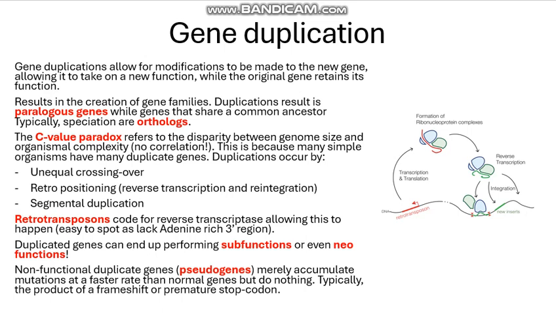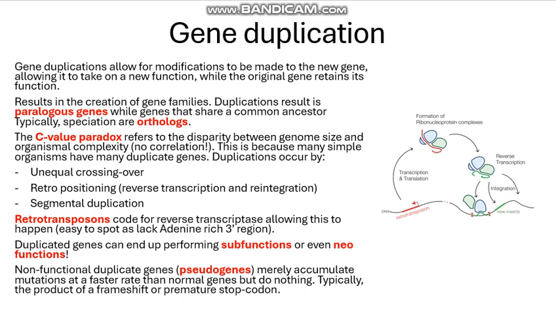Retropositioning, where a gene can be reverse transcribed and then reintegrated into the genome, and then you've also got segmental duplication. For retropositioning, that's kind of similar to replication slippage. Retrotransposons code for the reverse transcriptase, which allows retropositioning to happen, and these retrotransposons are easy to spot because they lack an adenine-rich 3' region, which most genes have.